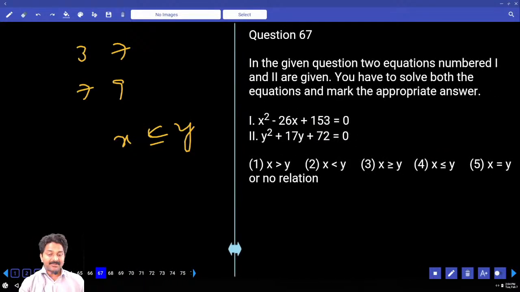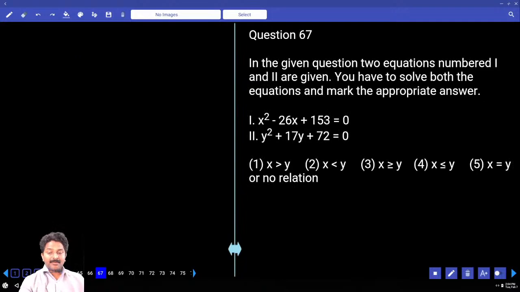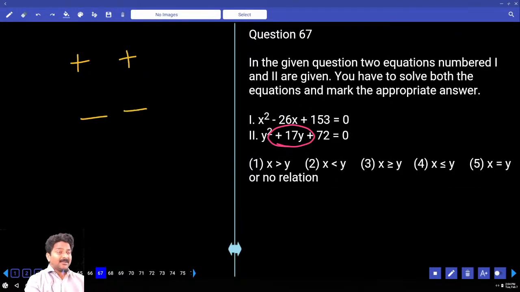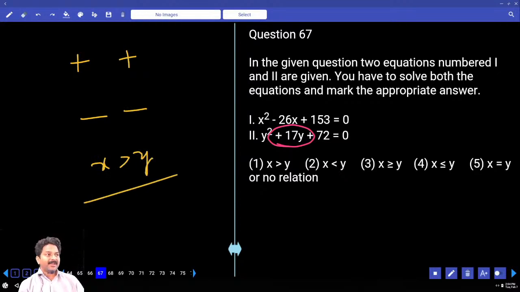Observe this. This is a free question, I think. C values both are positive. If B value is negative, factors are positive. If B value is positive here, factors are negative. So without numbers we can say X is greater than Y.